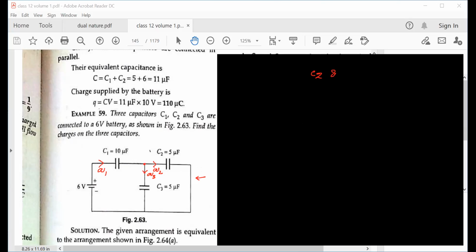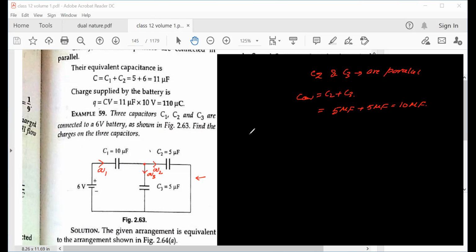So C2 and C3 are parallel. For parallel, what is the formula? C equivalent is equal to C2 plus C3, which is 5 microfarad plus 5 microfarad. So the total is nothing but your 10 microfarad. So this 10 microfarad is there.